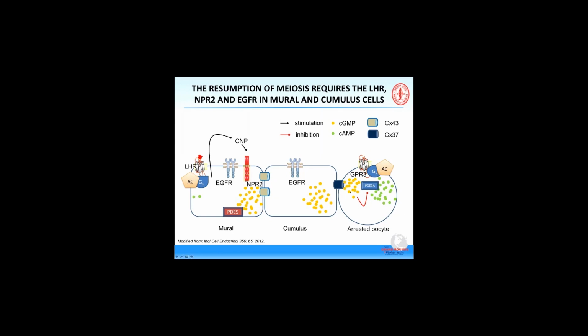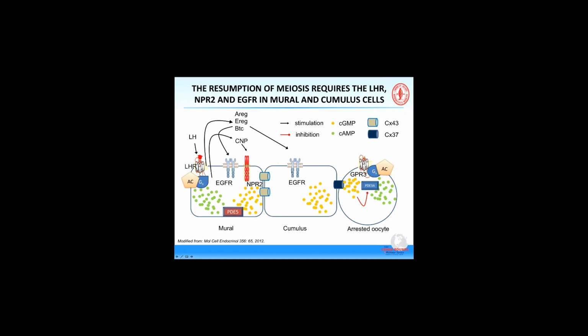So let's consider now what happens during the LH surge. So we'll start with the same condition, right? So high cyclic AMP, high cyclic GMP, and then very little cyclic AMP in here, and a lot of cyclic GMP in these compartments for the reasons I just discussed. So when the LH surge happens, there's a stimulation of the LH receptor, and now you get a lot of cyclic AMP in the mural granulosa cells. One of the consequences of that is an increase in the synthesis of these three EGF-like growth factors that we talked about, amphiregulin, epiregulin, and betacellulin.